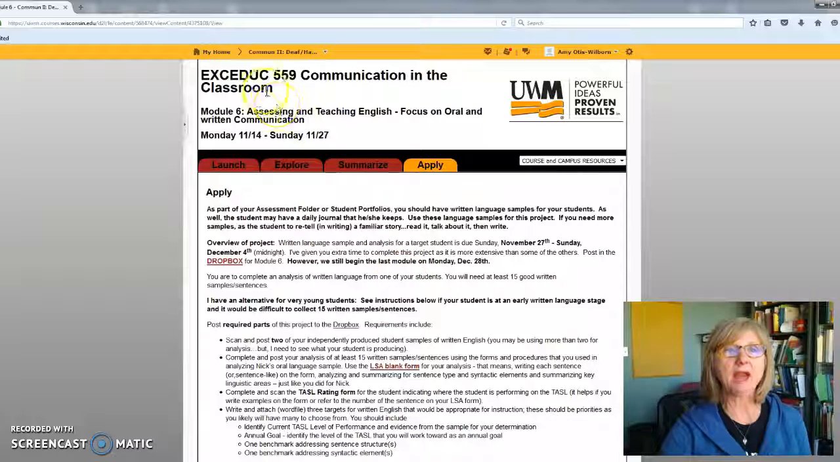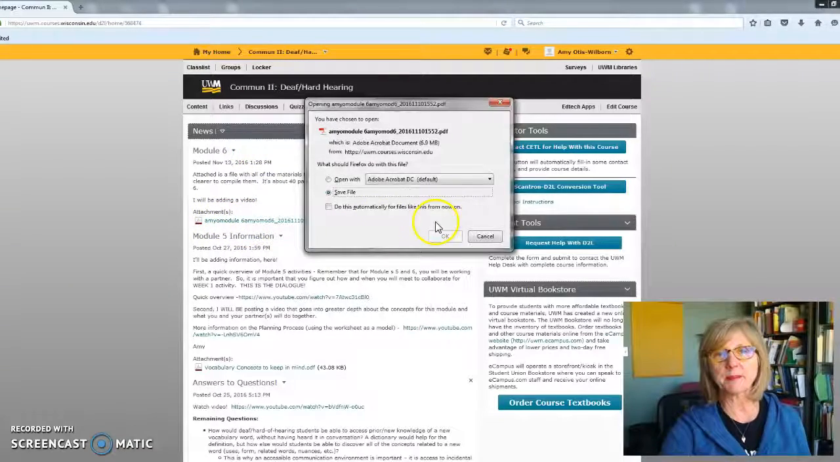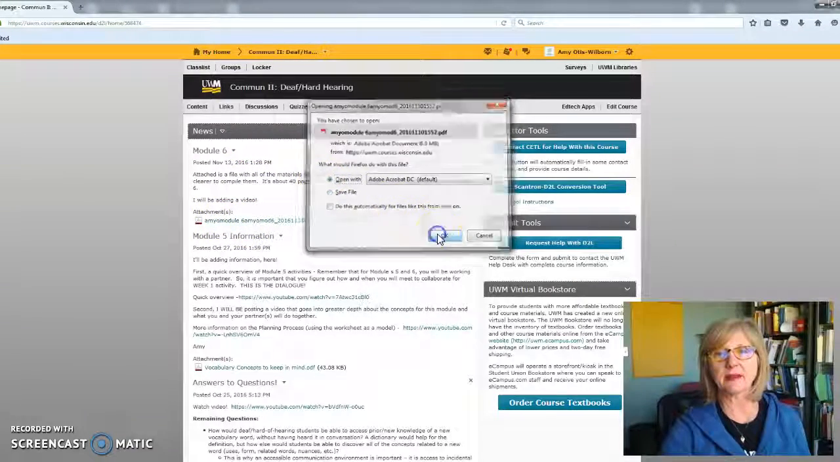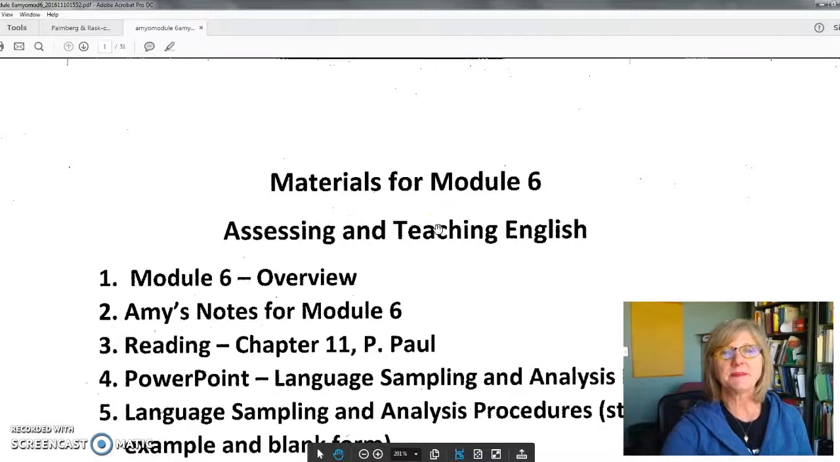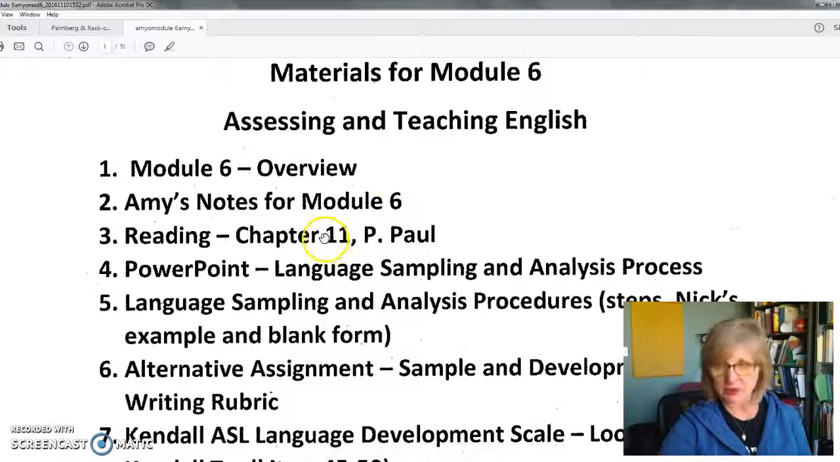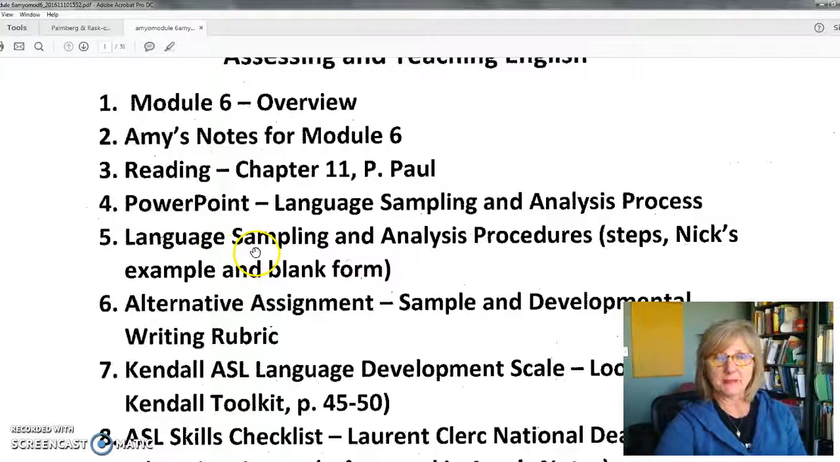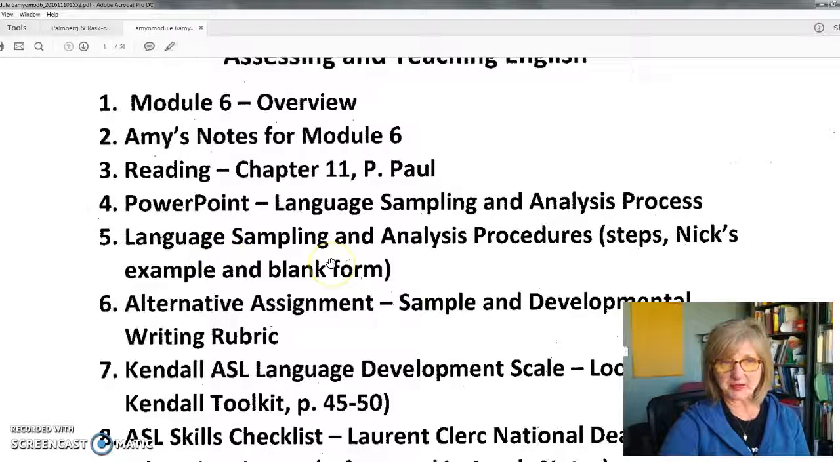So let me go back to the front page, and I'm going to open up this document that you can print. Here's what you have. You have the overview, you have my notes, you have chapter 11, which is about language sampling analysis. You have a copy of the PowerPoint, which helps walk you through each of the steps. You have the procedures for language sampling analysis, and with that you'll see Nick's sample.